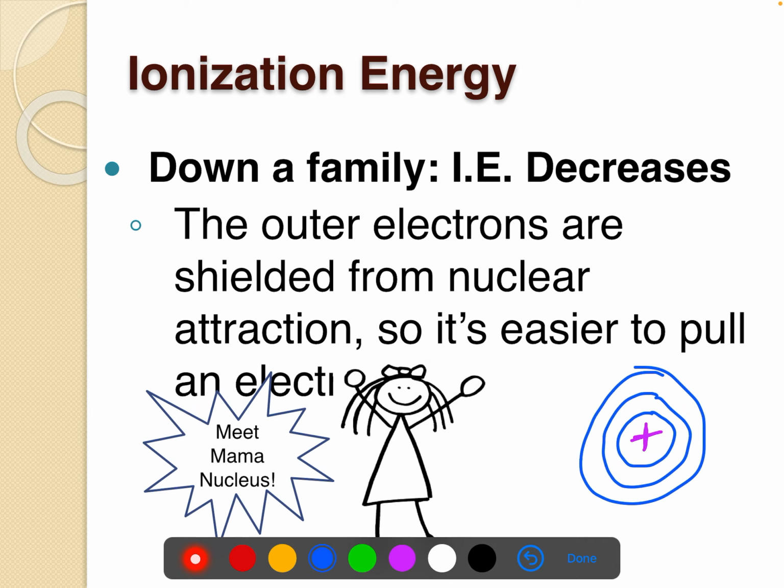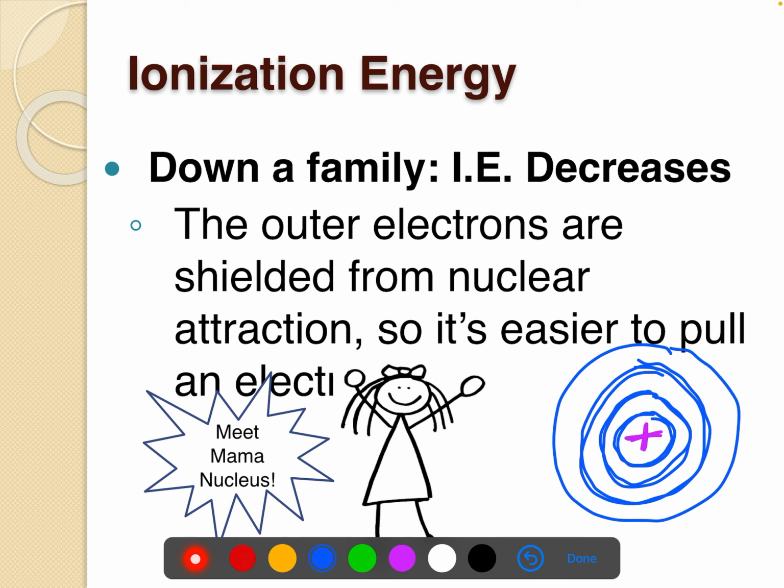Now I say meet Mama Nucleus. I like this because if you think of the nucleus as like a mom, and you think of all the electrons as this mama's kids, as you go down, you add more and more and more kids. And if Mama Nucleus has more and more and more kids to watch after, sometimes that last kid can get loose without Mama Nucleus knowing about it, right? Because these other kids are shielding that positive charge.